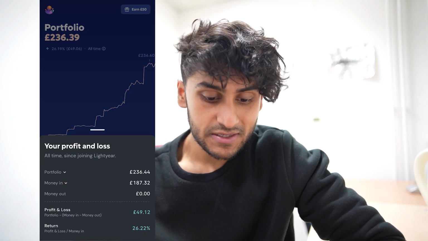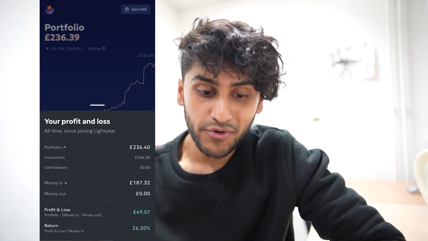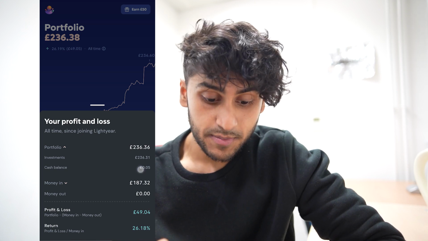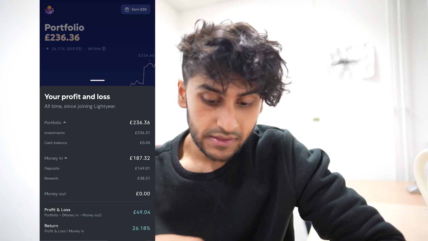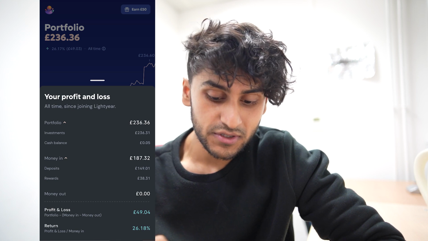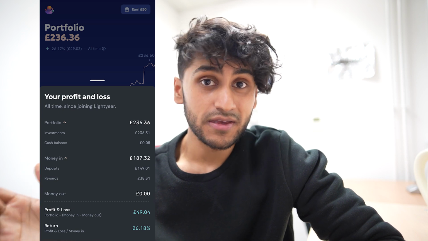However, if we press this, we can have more information about our profit and loss. For example, it gives you the breakdown of the portfolio investments, how much you put in, how much you have as cash balance, the money that you put in including the deposits and anything else such as rewards, the profit and loss based on your trades, which I'll show in a bit, and the return as a percentage. These figures are not always 100% accurate, as with most other investment portfolios.